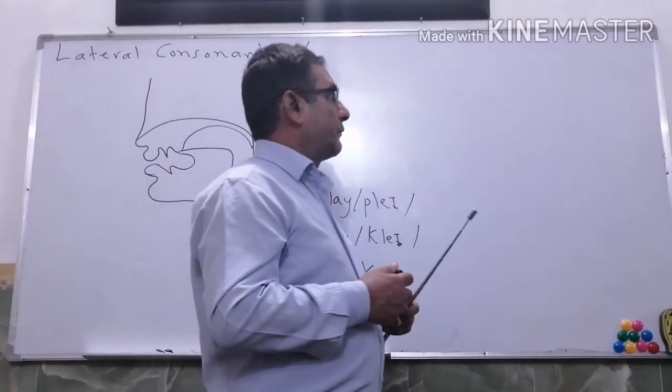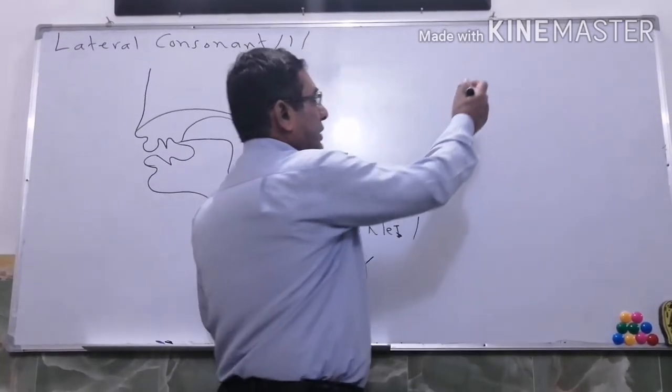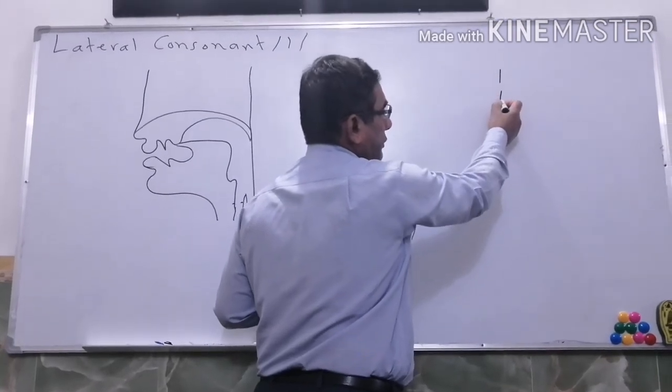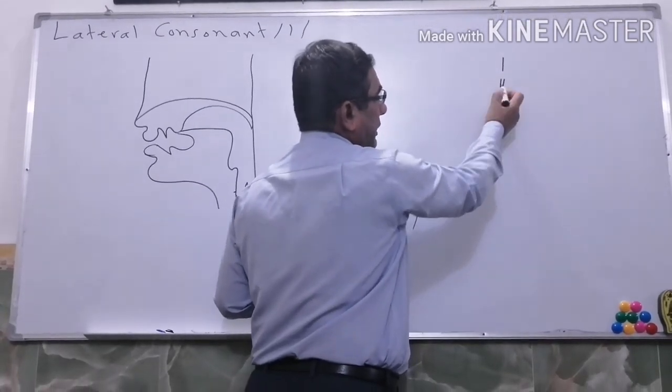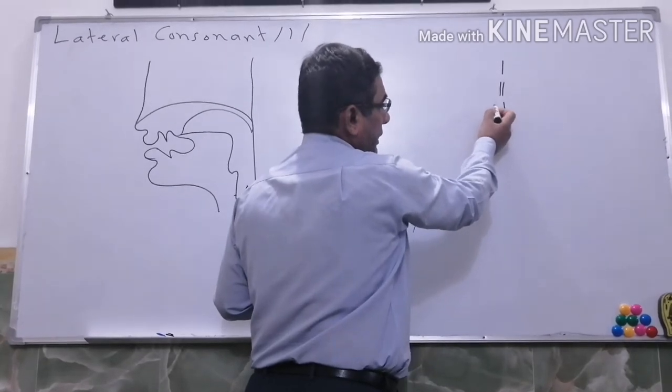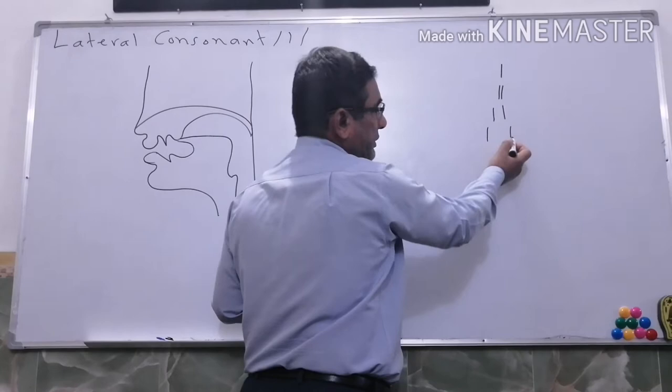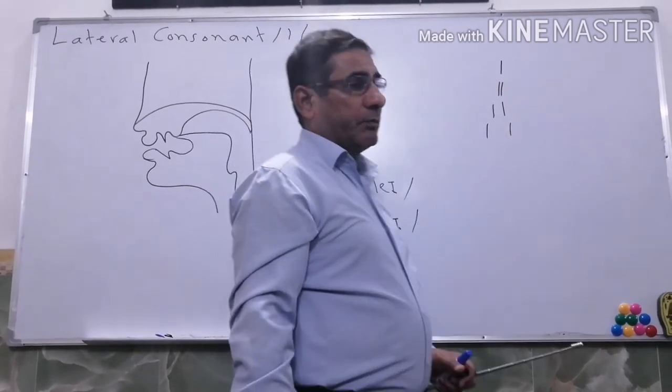Let's say the vocal folds. The vocal folds come in four states. The first state is where the vocal folds are in contact with each other. The second state is very close to each other. The third state is far from each other. And the last one is this: the vocal folds are far from each other.